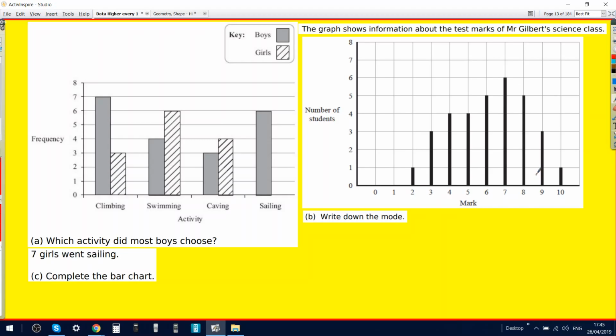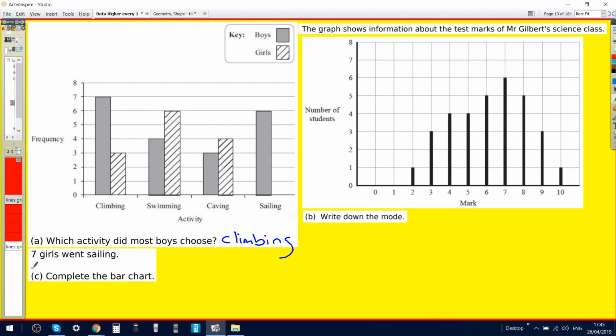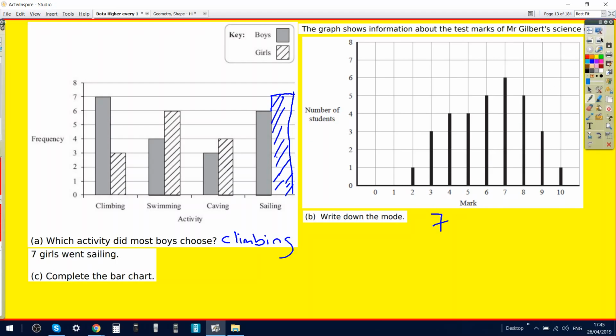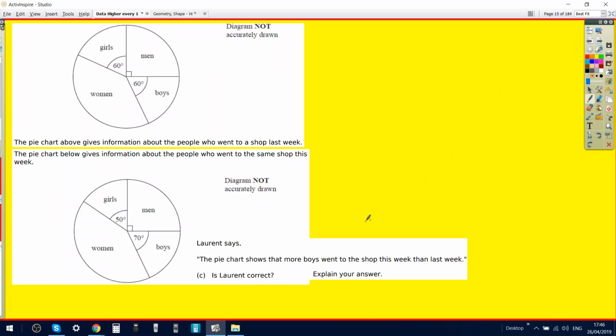Okay. 1 on the left. Most boys chose to go climbing. And part C. Just draw up a girls box up to 7. And how do you show that it's girls? It's got the line in between the bar. Yeah. How about this one over here? The mode is 7 marks. Yeah. Okay, how about this?